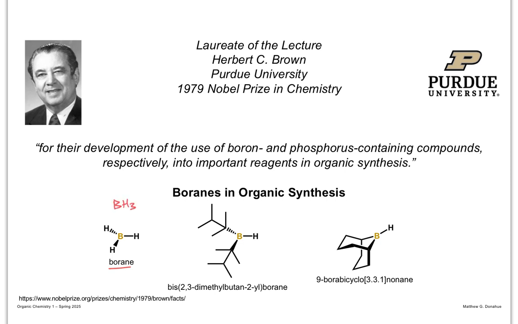When you look at that central boron, how many substituents does it have? It has 3: H, H, and H. So 3 times 2 electrons, that's 6. And for this class, we're dealing with the octet rule, right? So it's electron deficient. That means it has an empty p orbital. So borane is a Lewis acid.